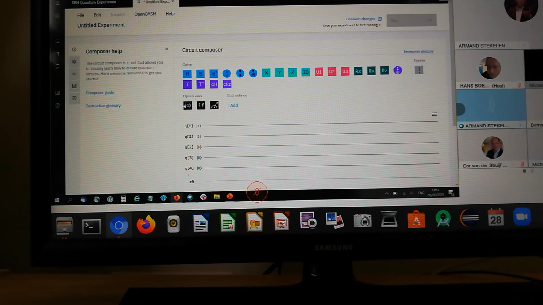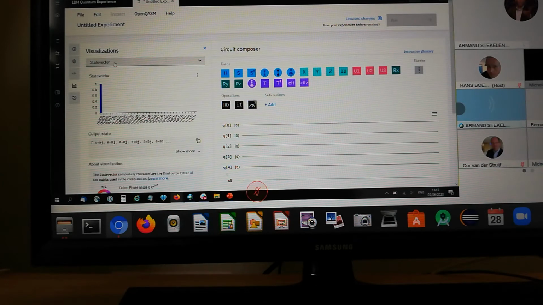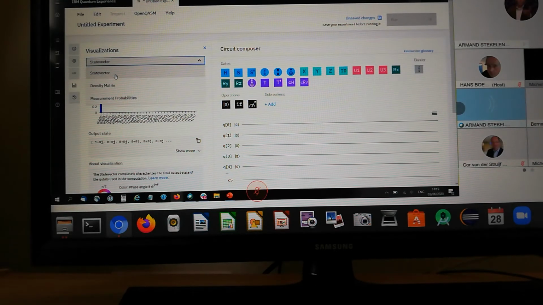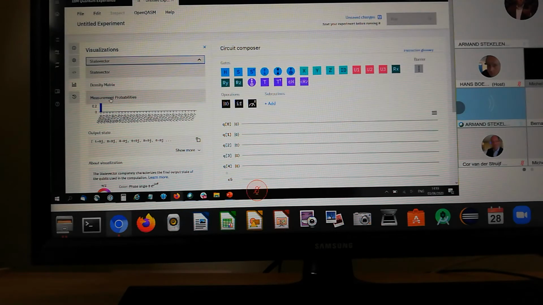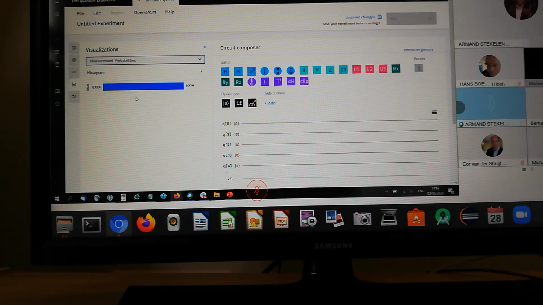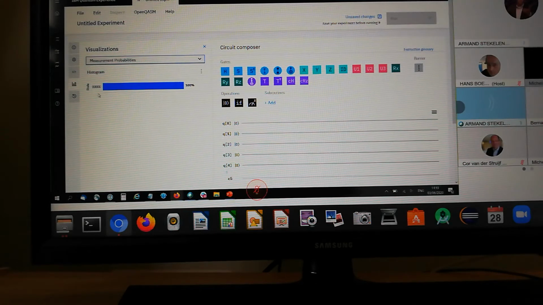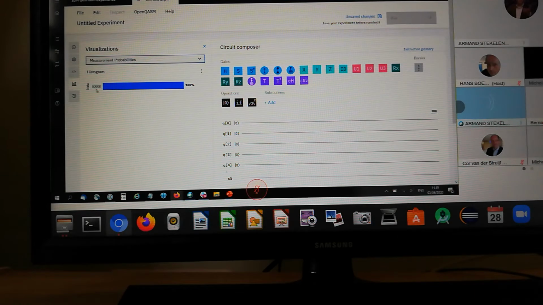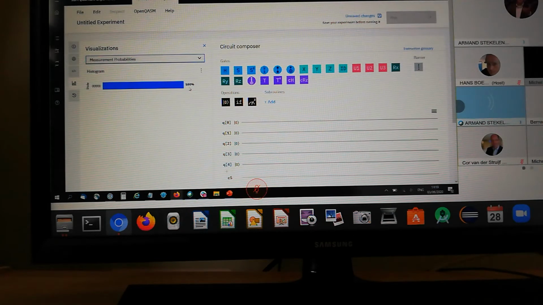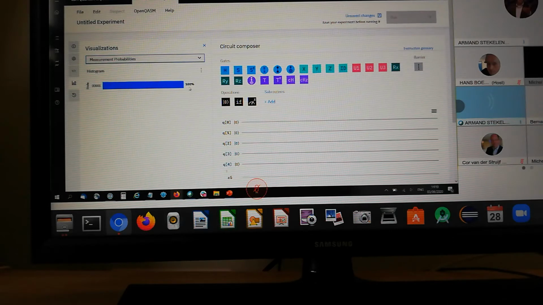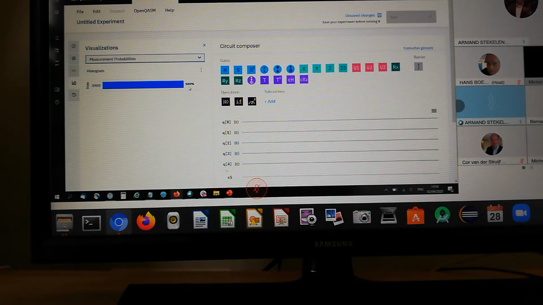If we click on the left on this graph icon, and then in the drop-down box we select the measurement results, the outcome is always 0, 0, 0, 0, 0 in 100% of the cases. So you could call this your first quantum circuit, but it's, I think, too easy to call it that. So let's make it a little bit more difficult.